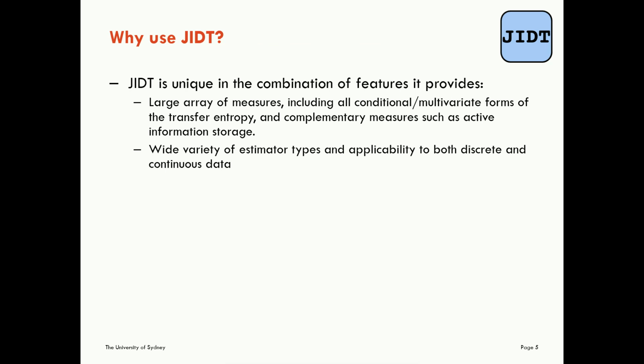So why should you use JIDT? Well, I believe it's unique in the combination of features that it provides. It offers a very large array of measures, including all the conditional and multivariate forms of transfer entropy, mutual information, and so on, and complementary measures such as the active information storage and excess entropy, and so on. Not only is there a very wide range of measures implemented, but we have a wide variety of estimator types available for each of our measures as well, and these are applicable to both discrete and continuous value data. So that can be used across many different domains.